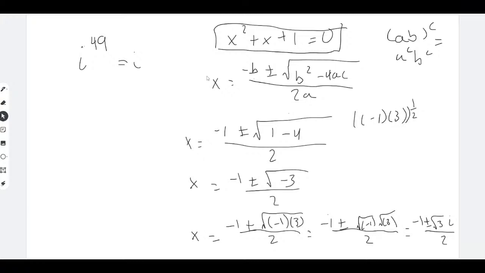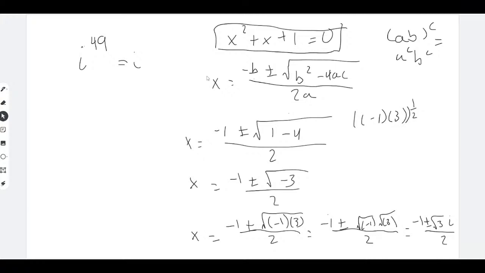Okay, so now let's move on to the sixth slide. So I'm going to write the quadratic equation again. So x is equal to negative b plus or minus the square root of b squared minus 4ac, over 2a.